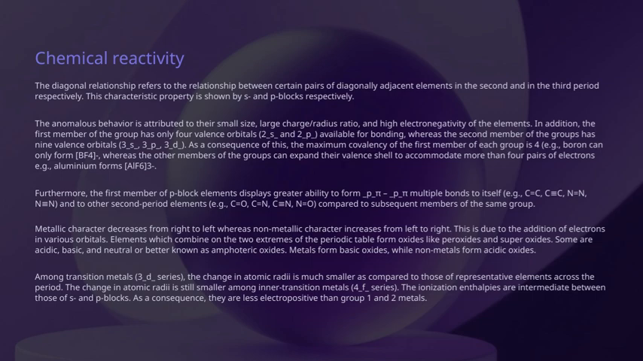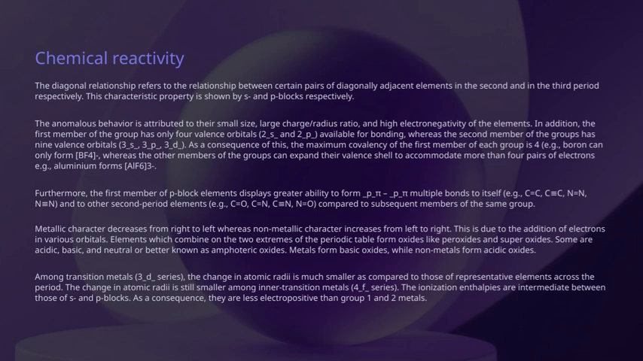Now, regarding metallic and nonmetallic character. Metallic character tends to decrease as we move from left to right across the periodic table, while nonmetallic character increases from left to right. This trend is due to the addition of electrons into various orbitals, affecting how elements interact and bond. When we consider elements at the extremes of the periodic table, they tend to form different types of oxides. For example, some form peroxides and superoxides, which can be acidic, basic, or amphoteric, meaning they can behave as either acids or bases. Metals generally form basic oxides, whereas nonmetals tend to form acidic oxides.